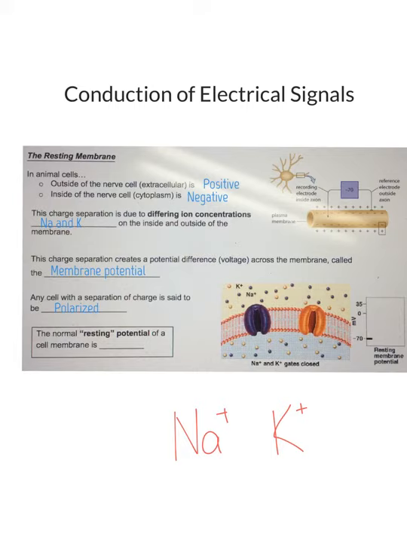When we talk about voltage and potential difference, we always talk about charges. In this case, we're looking at it in terms of millivolts. In grade 9 we mostly talked about volts, but here the voltage is small enough that we're going to use millivolts. The normal resting membrane potential of the cell membrane is minus 70 millivolts, and that is what you put right there. So at negative 70 millivolts, that's the resting membrane potential.